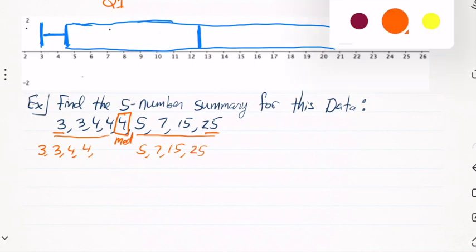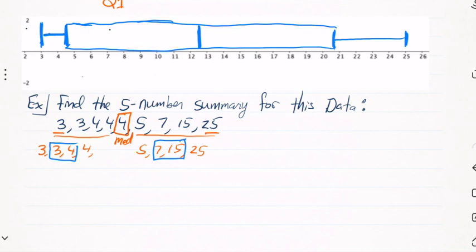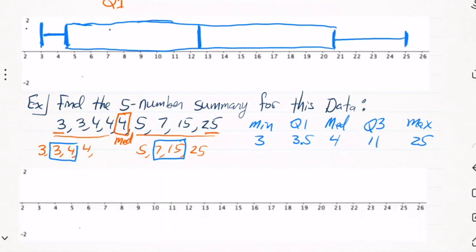And then we need to find the median of both of those lists. And the middle is going to be 2 numbers on this one and 2 middle numbers on this one. So if we add the 3 and the 4 together, I'm just going to write it off to the side here. We have a min, we have a Q1, we have a median, we have a Q3, and we have a max. All right, so the min we know is 3. We know the max is 25. Q1 is going to be 3 plus 4 cut in half. That's going to be 3.5. The median is 4. And Q3 is going to be 7 plus 15, which is 22, cut in half. That's 11.